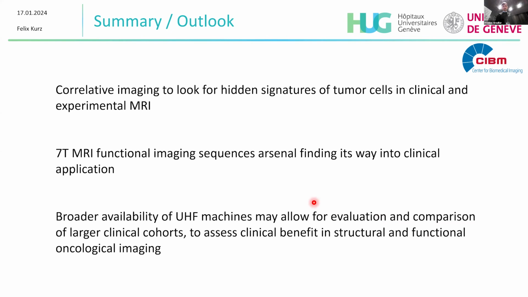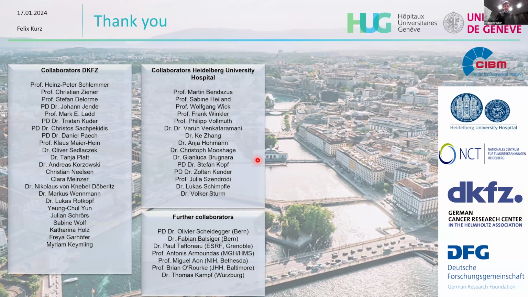And I think the 7T MRI functional imaging sequences that I presented, but also others that are at hand, are slowly finding their way into clinical application and practice. We now have, I think, worldwide 170 machines, with 20 new machines in the last 1 or 2 years and now the new generations. So there is a lot of space for larger clinical cohorts and multi-center studies that let us assess clinical benefit in structural and functional oncological imaging. This is where I close.